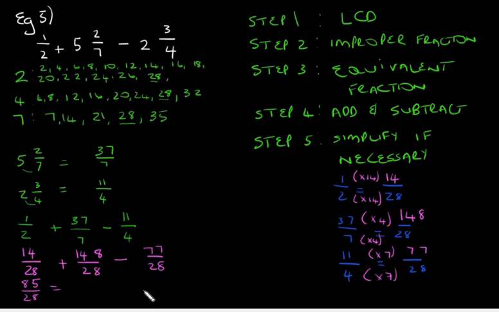Now let's simplify that by writing it as a mixed number. 28 divides into 85 3 times, and we are left with 1 over 28. Now you might find it easier to swap step 1 and step 2 around, where we first convert to an improper fraction and then we find the LCD.